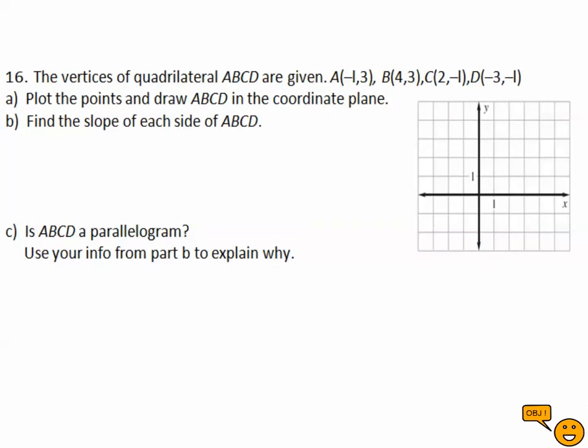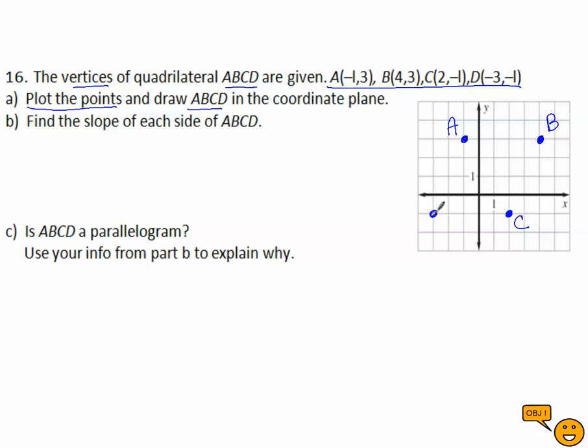The vertices of quadrilateral ABCD, in that order, are given here. First, plot the points and draw ABCD in the coordinate plane. A is -1, 3, put an A. B is 4, 3, put a B. C is 2, -1, and D is -3, -1.